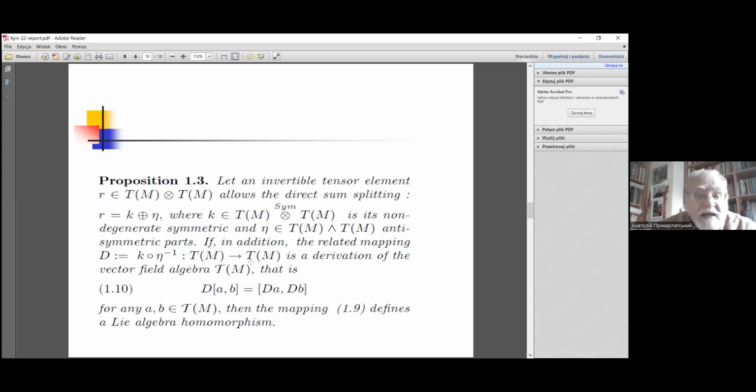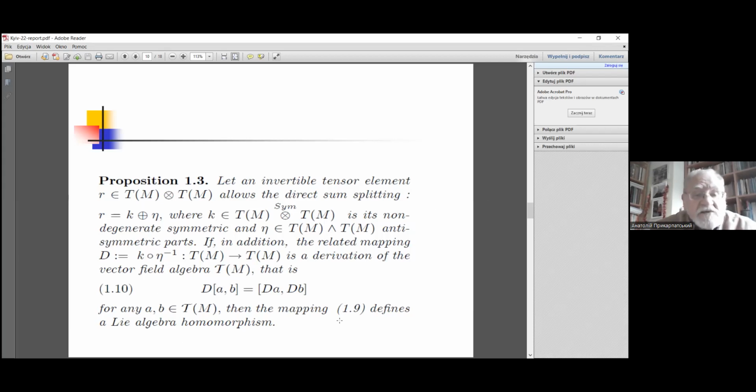the manifold M, so we have the standard condition on the commutator, for any a and b. If this condition is satisfied, then the mapping D will coincide exactly with the generalized anchor of the Lie algebroid constructed above, based on the tensor element R.